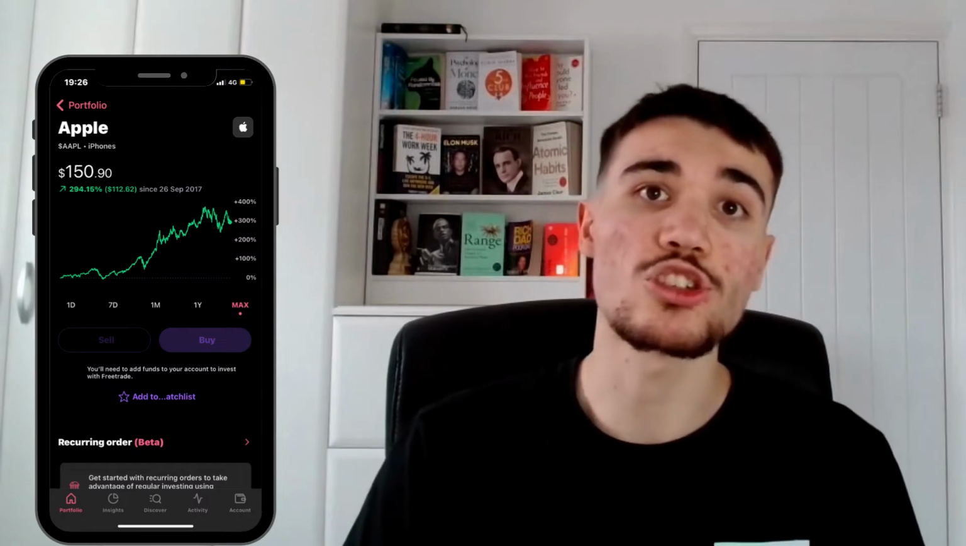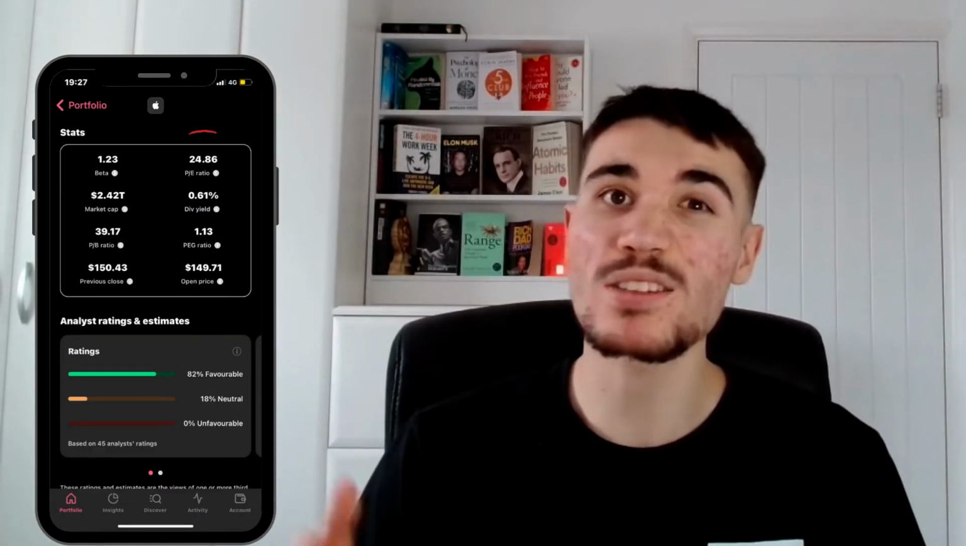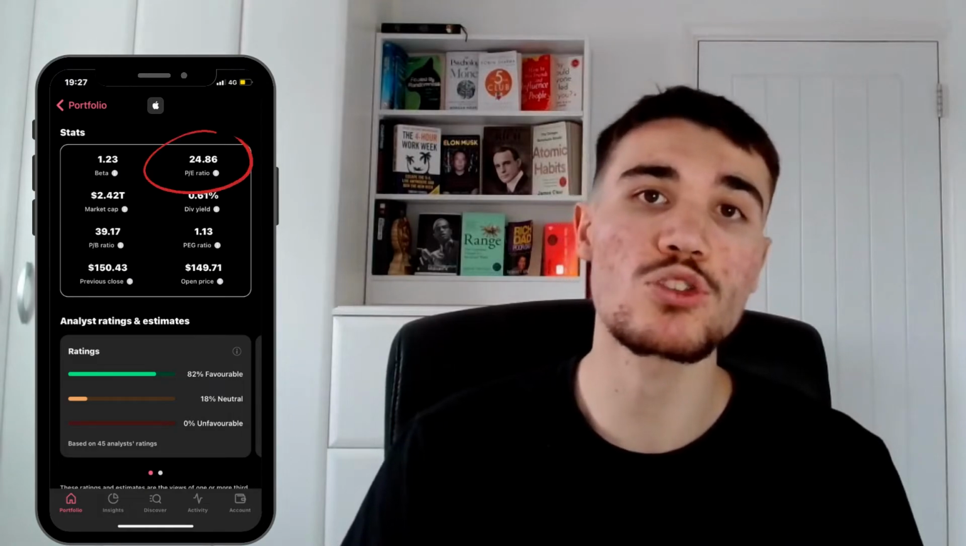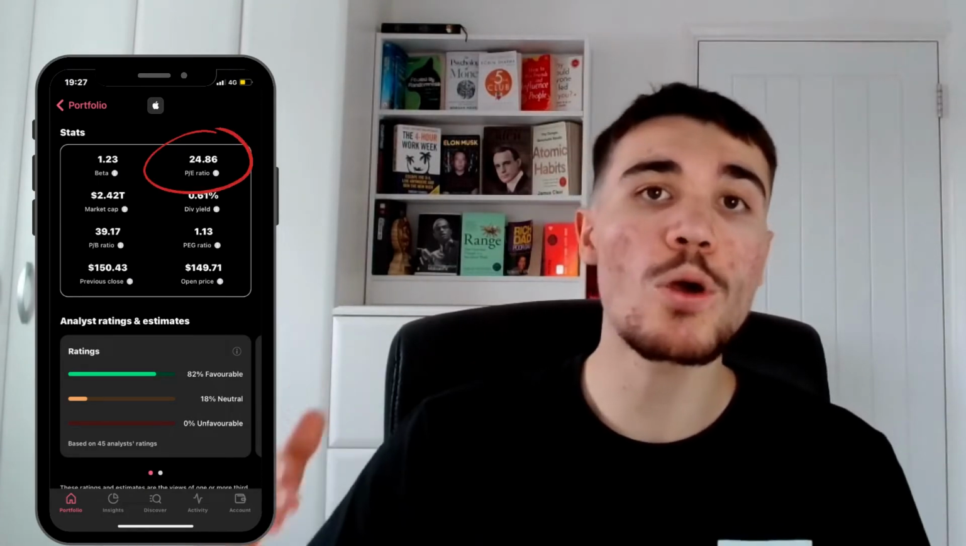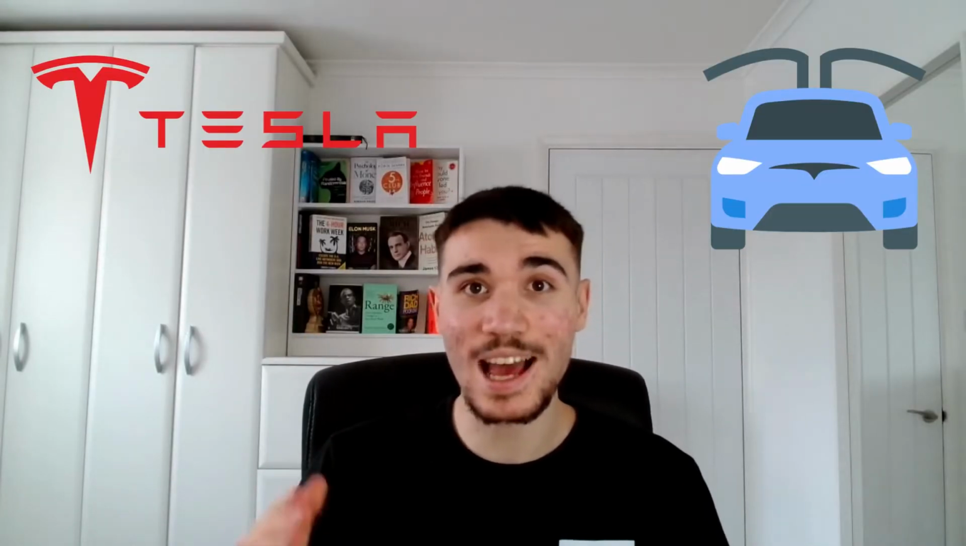Other indicators such as the current market trend and also the stock's PE or price to earnings ratio can tell you whether the stock is at an affordable price. Lower PE ratios tend to mean the stock is at a fairer price. Tech stocks are notoriously overvalued, with Tesla having a PE ratio of over 100.